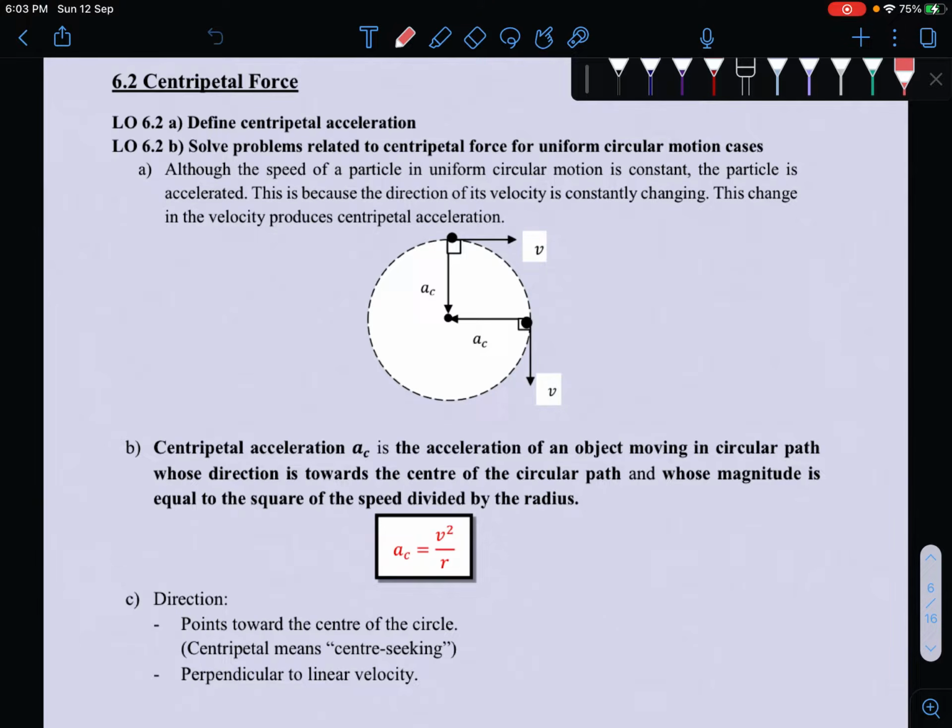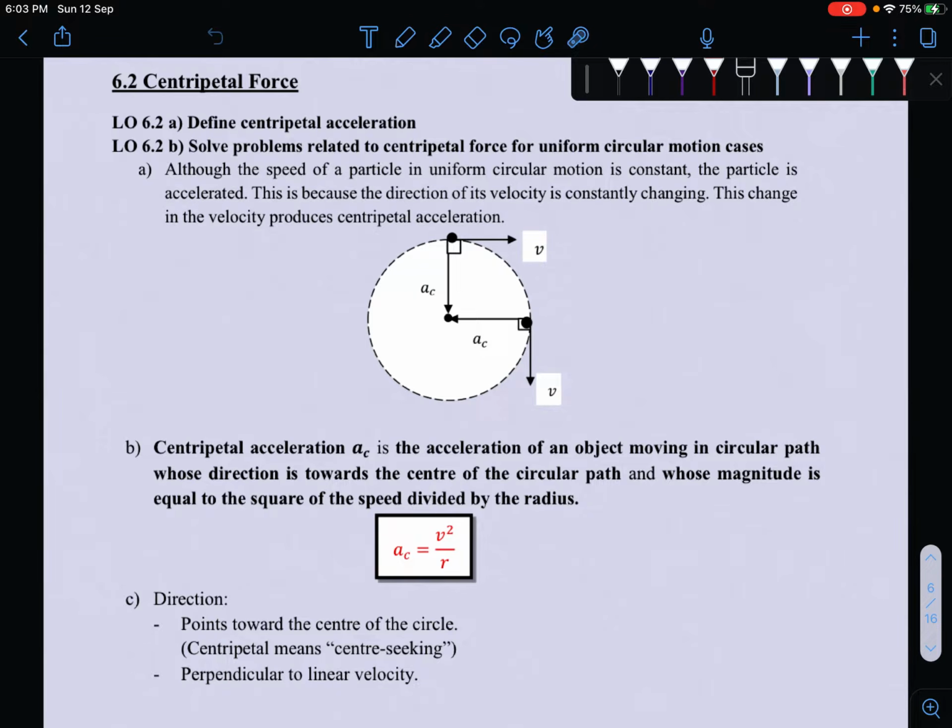So next we look at 6.2 Centripetal Force. There are two learning objectives in this subtopic. The first one is to define centripetal acceleration and to solve problems related to centripetal force for uniform circular motion cases. However, in this video, we'll only look at the definition of centripetal acceleration and to understand the centripetal acceleration.